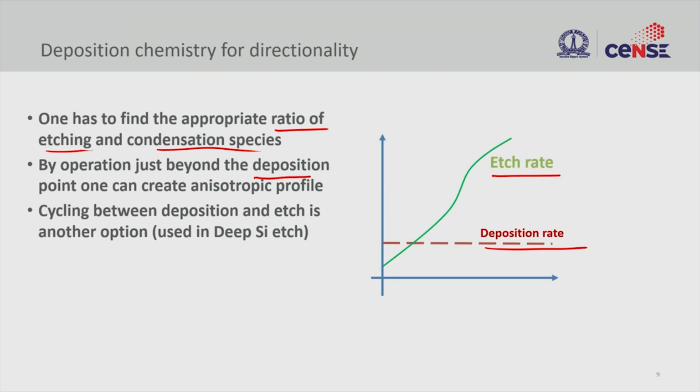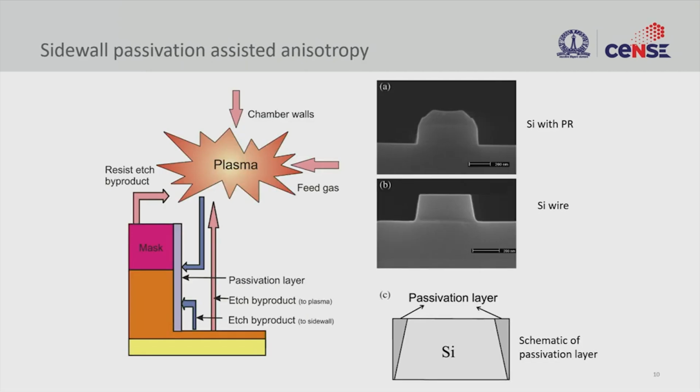And you can also do cycling. This we will see later. You can do both etching and deposition in the same process. You can etch by controlling the ratio, then move into deposition, then come back to etch and move to deposition again, which is something that is used in deep silicon etch, called the Bosch process. So in that process we use etching and deposition in a sequential fashion. This is actually a characterization of how the protective layer forms, and we use that protective layer to create anisotropy.